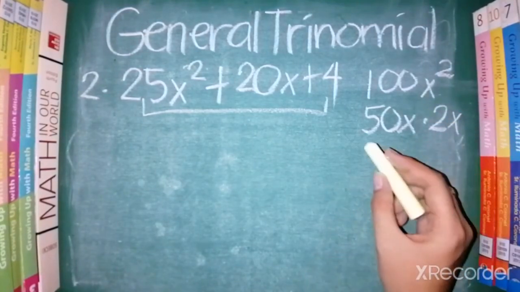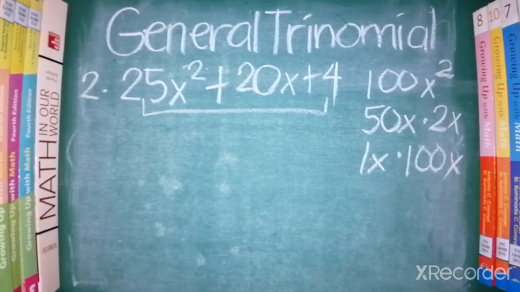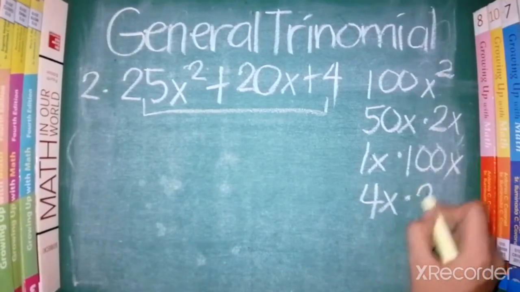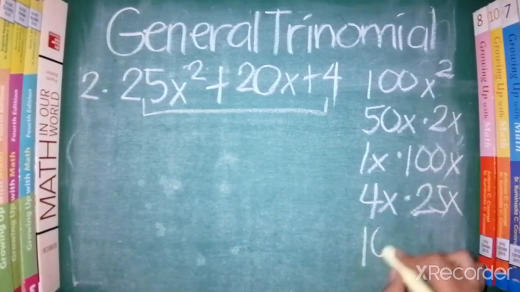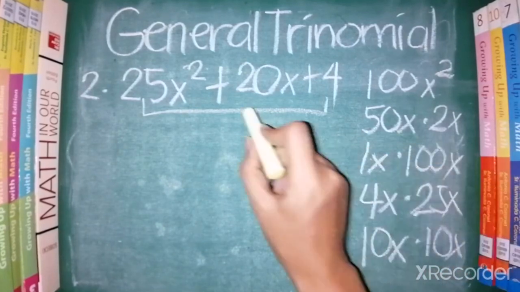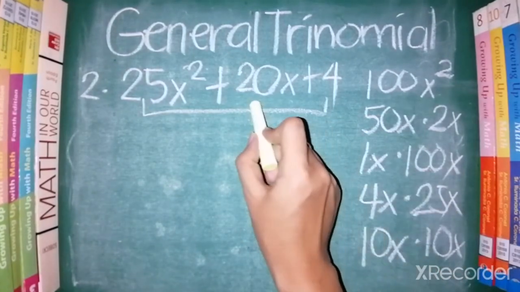Then we can also have 1x times 100x, or 100x times 1x. And then we can also have 4x times 25x. Then we can also have 10x times 10x. So we are going to add these, and our answer should be 20x. Okay, the factors that we're going to use should add up to 20x.